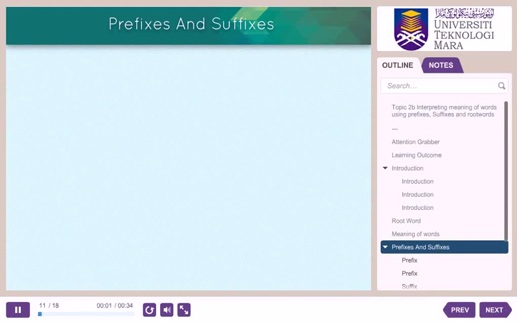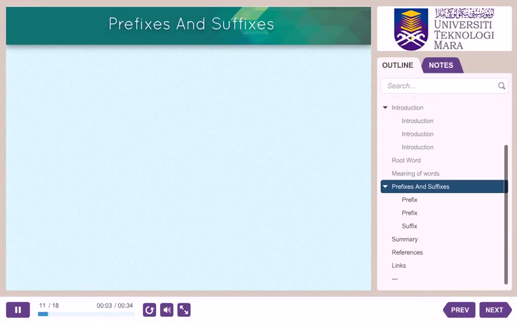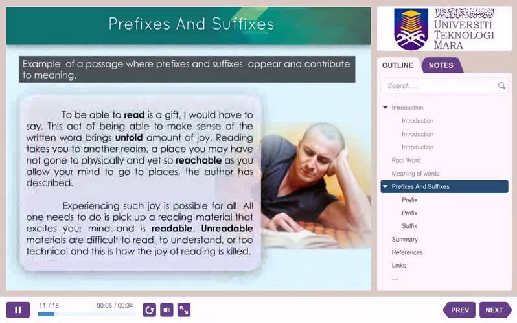In the previous page, you learned how a root word, for example, read, can change to readable and unreadable with the addition of prefixes and suffixes. Here is an example of a passage where prefixes and suffixes appear and contribute to meaning. Unknown words will appear this way in reading materials like a magazine, book, or even in an exam.